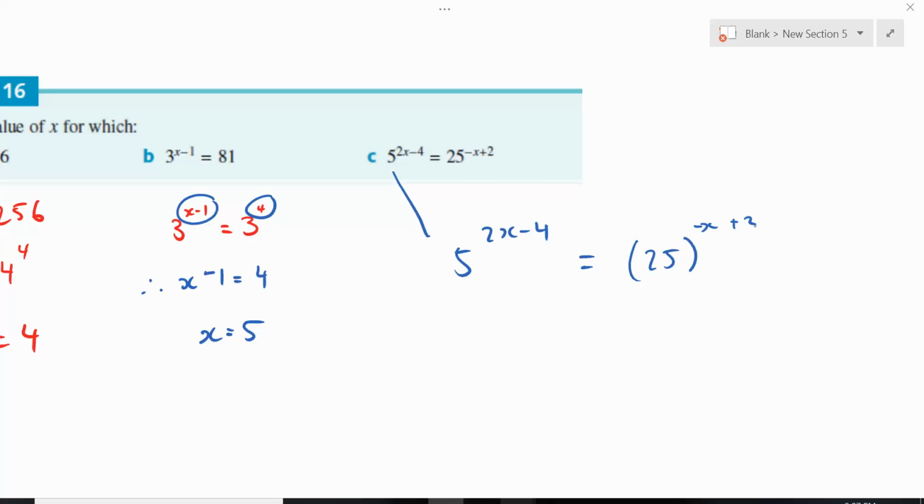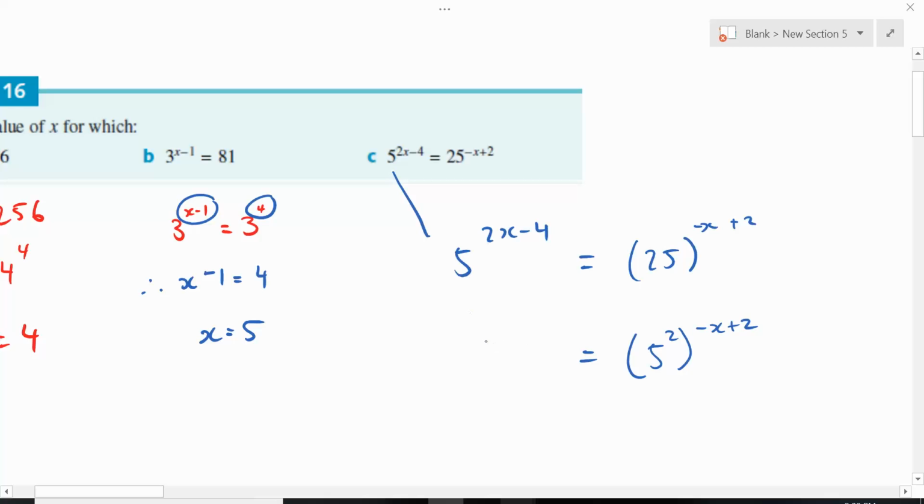The nice thing is 25 is easy to break down. How do I break 25 down into base 5? What do I do? How do you break 25? What does it become? Yeah, it's just 5 and 5. So 5 times 5 is the same thing as saying 5 squared. So I can write this now as 5 squared to the power of negative x plus 2.